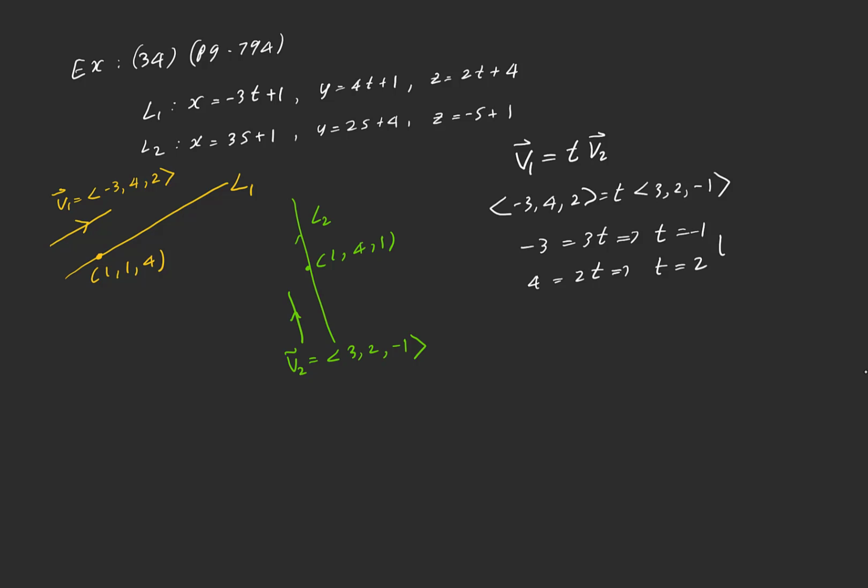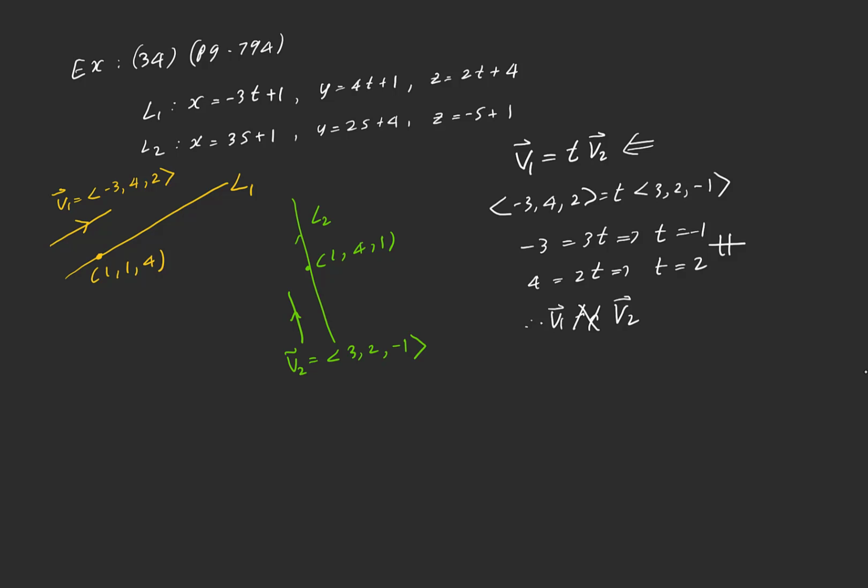Therefore, you see these two are not equal. Therefore, we cannot find the t such that V1 equals t V2. That means the V1 vector is not parallel to the V2 vector. Therefore, we can say L1 and L2 are not parallel, right? These lines are not parallel. We know now they are not parallel, but we need to check whether they intersect.